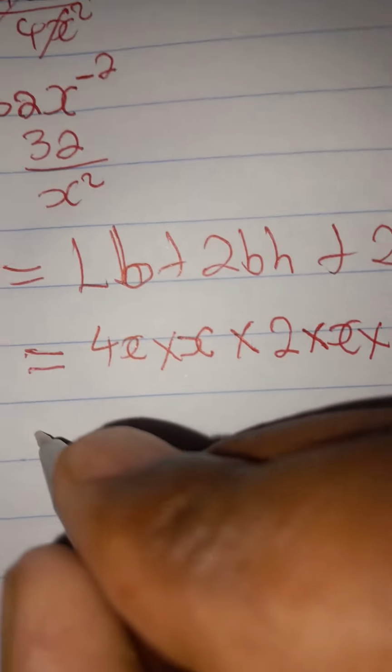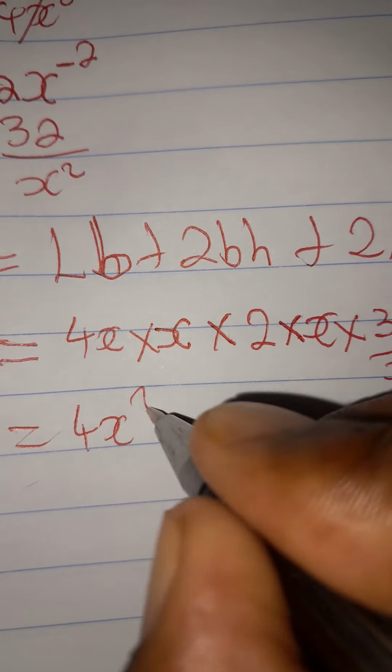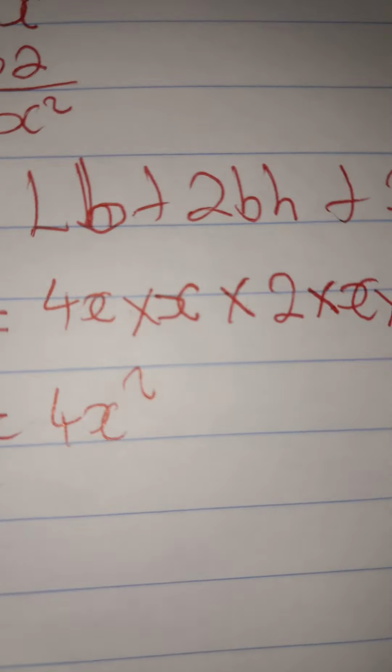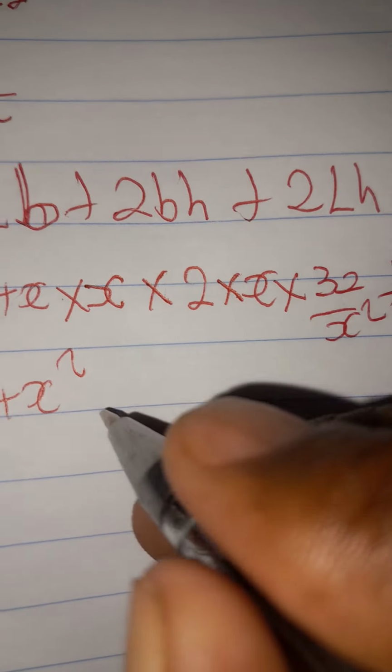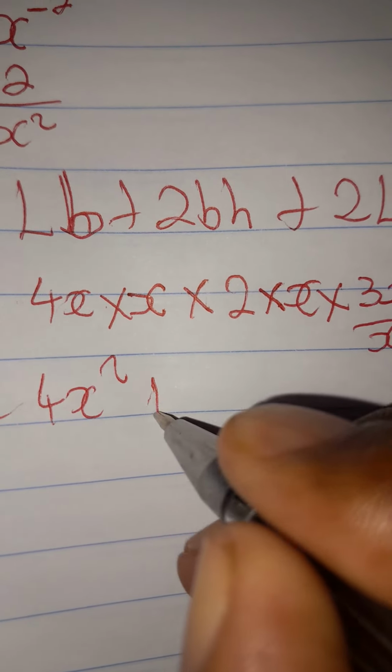Okay, so let's work this out. This will be 4x², 4x times x is 4x². Okay, right, we are done with the first part. Then this 2 times x, that will be 2x, then from there, 2x times 32.